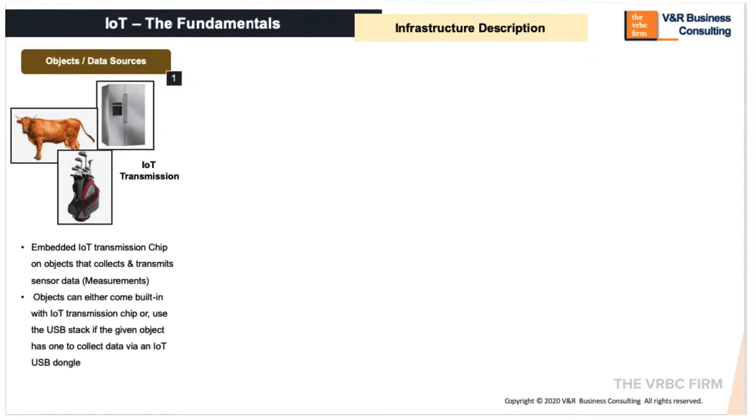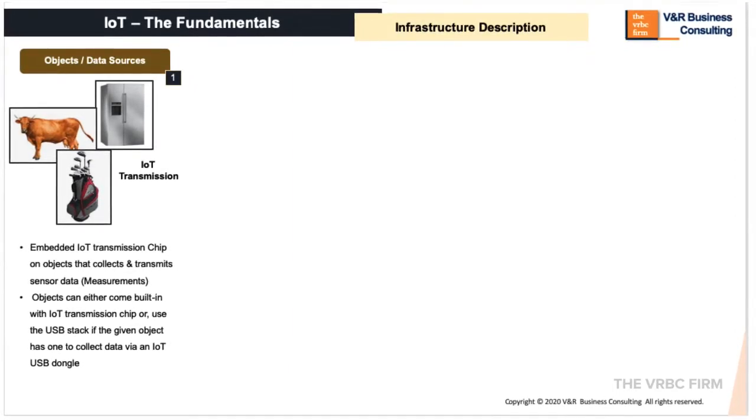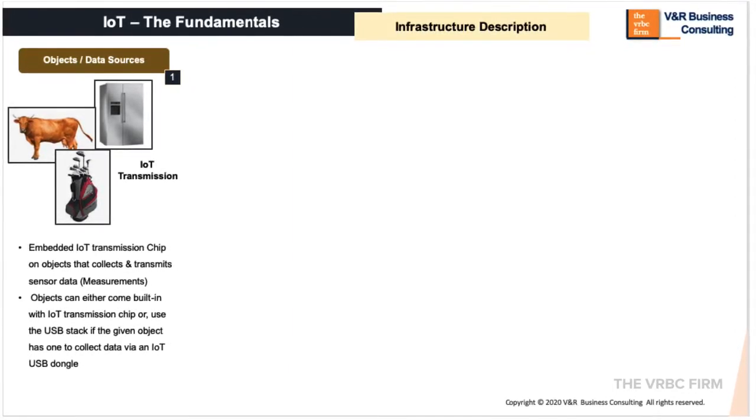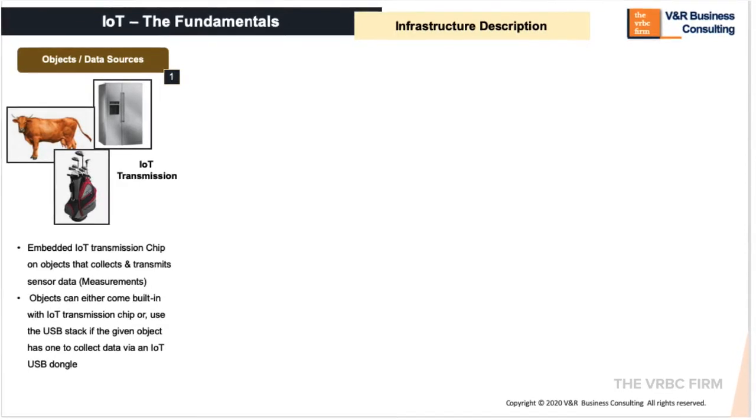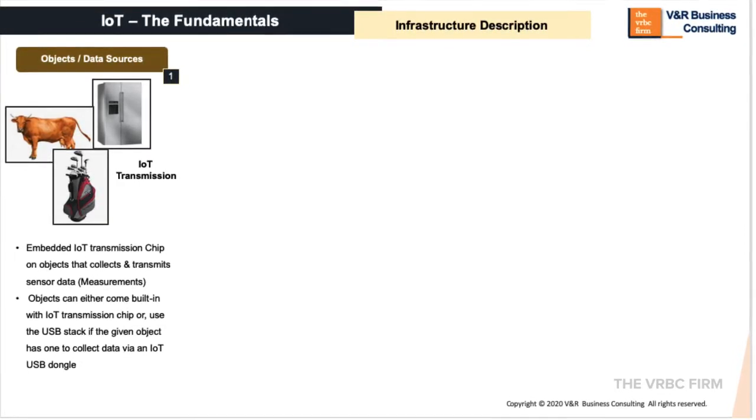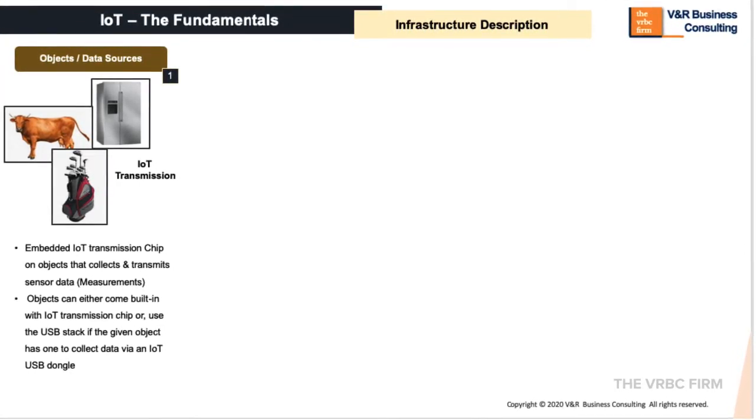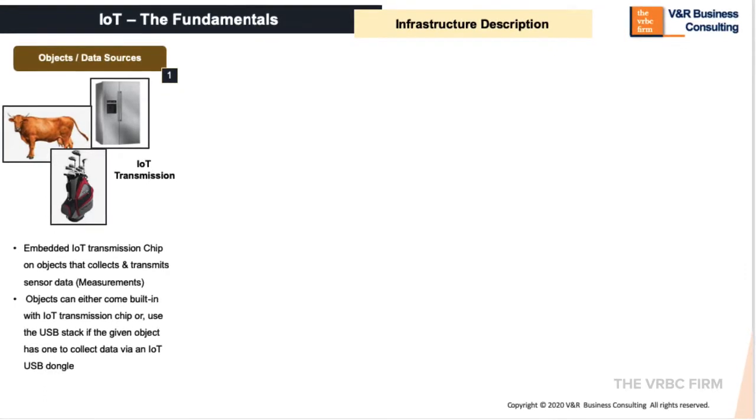So you could either have an IoT chip embedded within a device such as a fridge or a garage motor, or you could have a combination of a sensor and an IoT external device mounted on an object, for example, a gas heater.